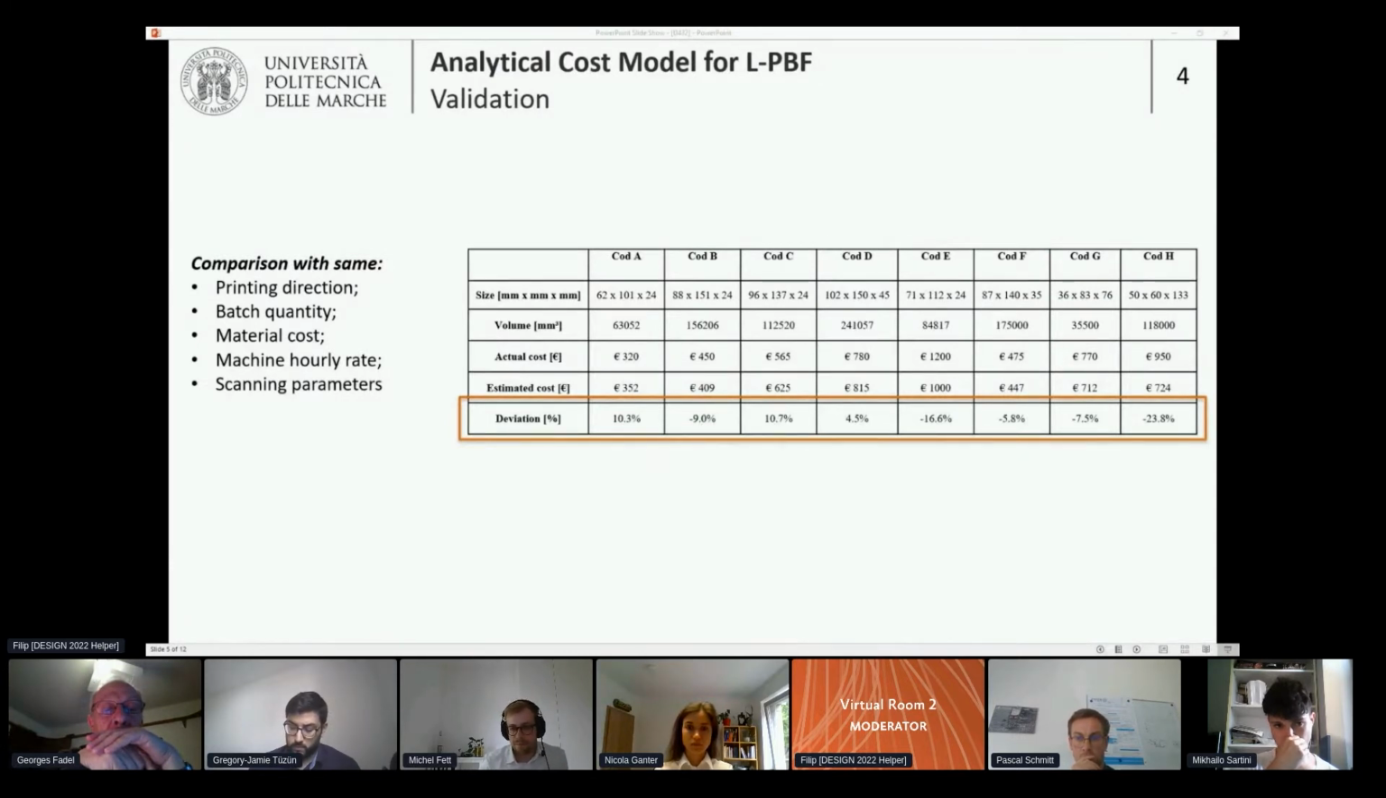So same printing direction, same batch quantity, material cost, machine hourly rate, and scanning parameters like layer thickness, edge distance, and overlap rate. The results are great, so the model can be used for the sensitivity analysis.